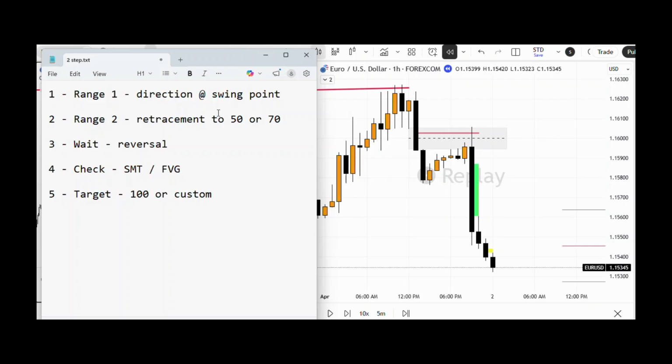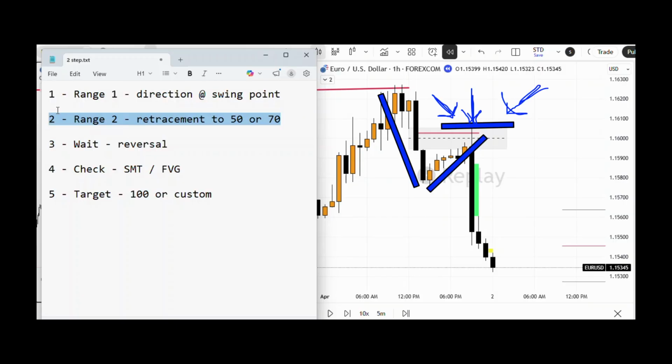Now, one thing is very important about step two. Price cannot go beyond the 70. It cannot close beyond it. It can wick, but not close. So if you're looking at the 1 hour as your main time frame or your high time frame, price cannot close above the 70 fib on a 1 hour candle. It can wick, but not close. If it closes, it invalidates the model.